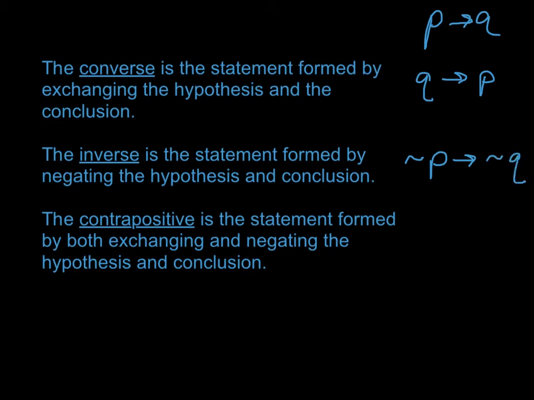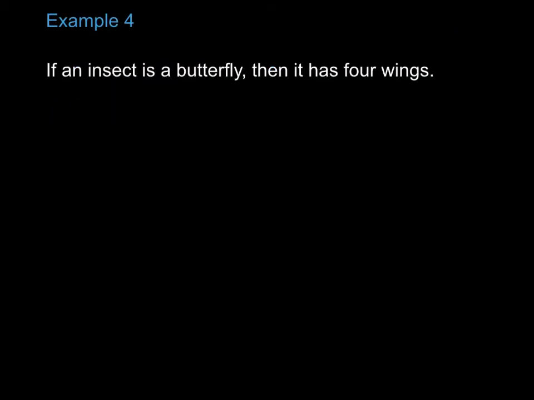Then the contrapositive is when you flip that. So you would have, if you did not have Q, then not P. So let's use this as an example. We're going to use all of this and write one conditional statement and write the converse, the inverse, and the contrapositive. All right, so here's example 4.